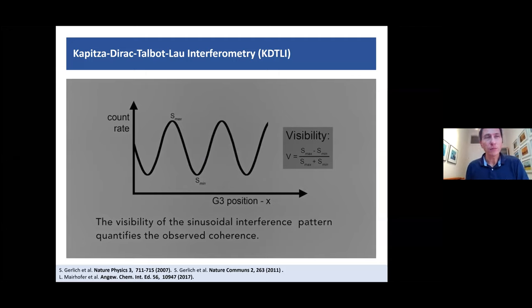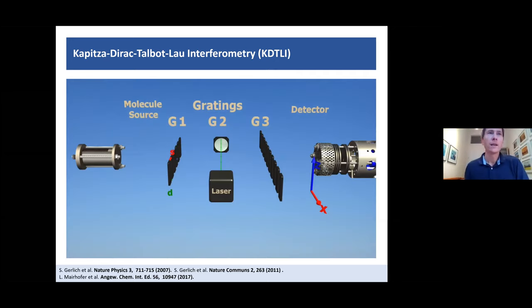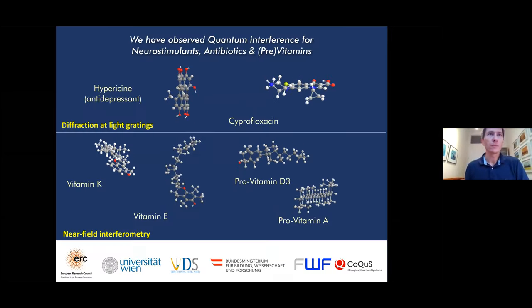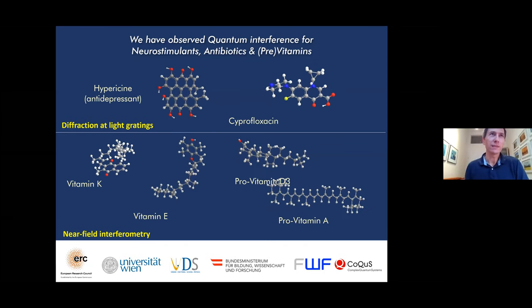This kind of near-field interferometry is what we have been using now for a decade roughly, and what we certainly used for a while, because it scales much, much better in terms of mass and machine length than Fermi diffraction. So just to mention briefly before I get to the bigger stuff.